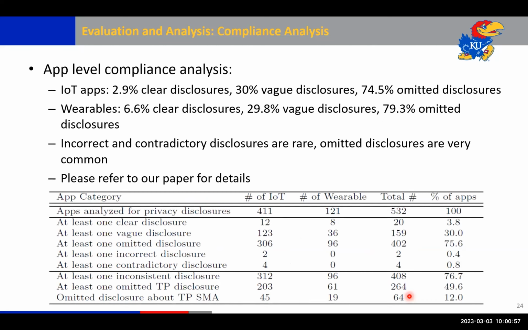When you look at app level, IoT apps, there were about 74.5% omitted disclosures. This is 306 out of 411, they have omitted disclosures, and they did not declare at all in their privacy policies. For the wearable apps, we had 96 out of 121 wearable apps that had omitted disclosures, where they failed to disclose the privacy practice in their privacy policies.